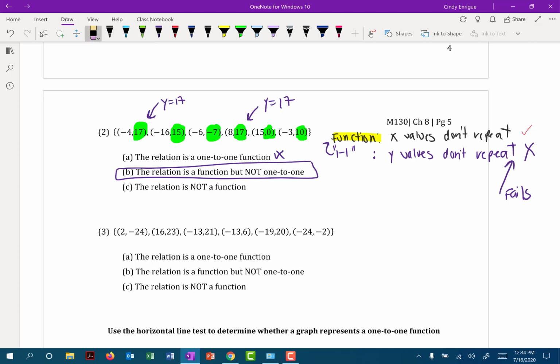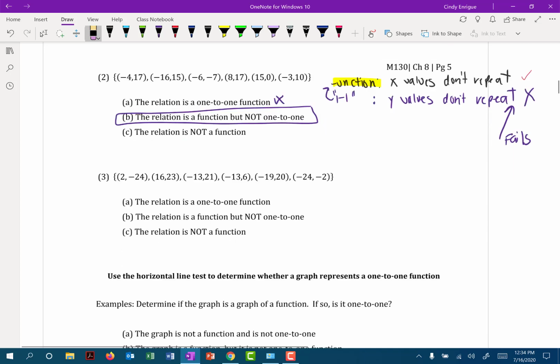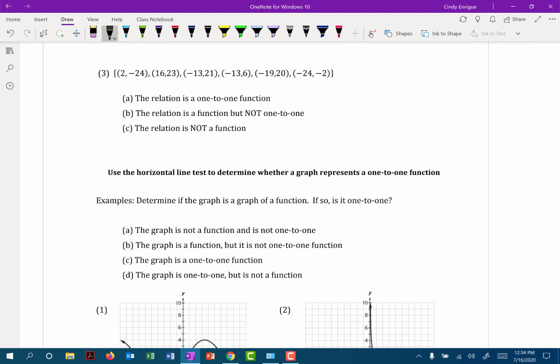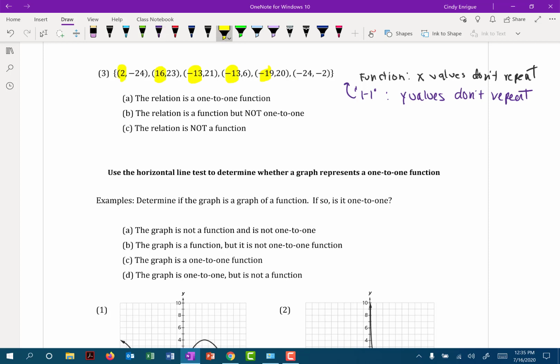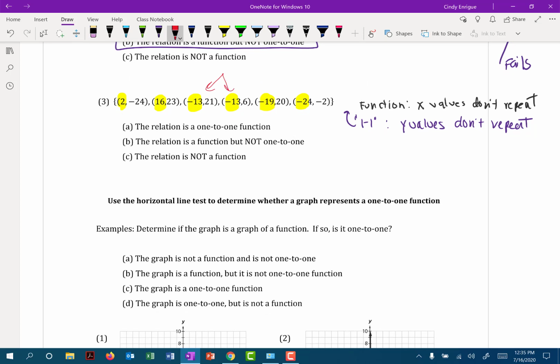Okay, so let's go ahead and take a look at number 3 then. So for number 3, same process. We want to know whether or not something is a function, so x values don't repeat. And for one-to-one, not only does it have to be a function, but the y values don't repeat. So let's take a look at all of our x values here. Do any of them repeat? It does. Here and here it says x is equal to negative 13, so it repeats.